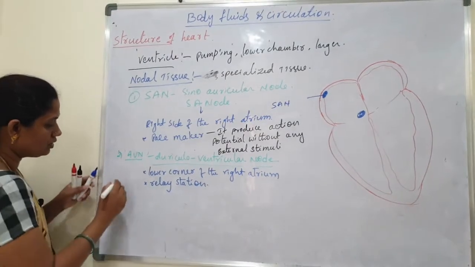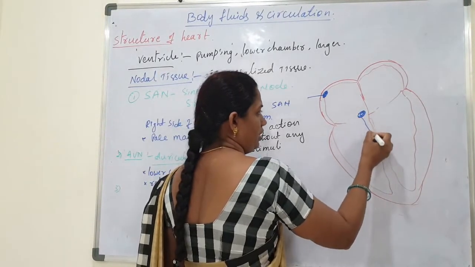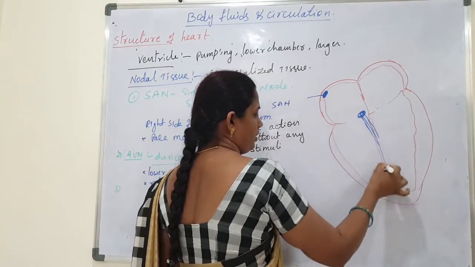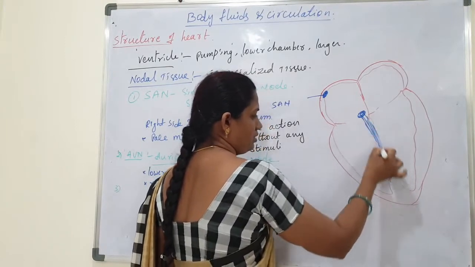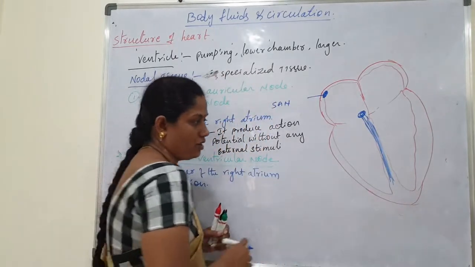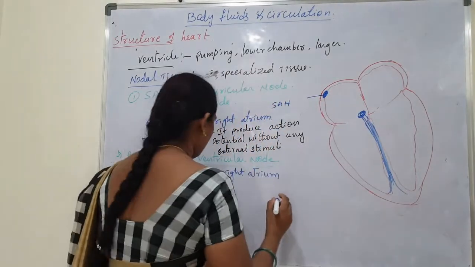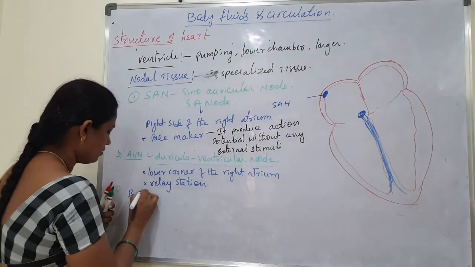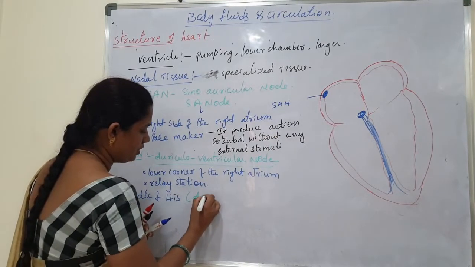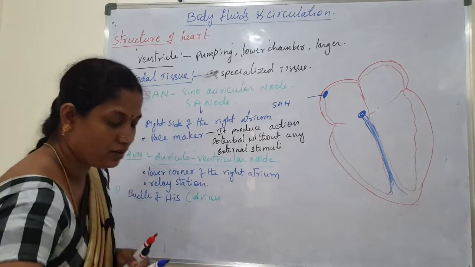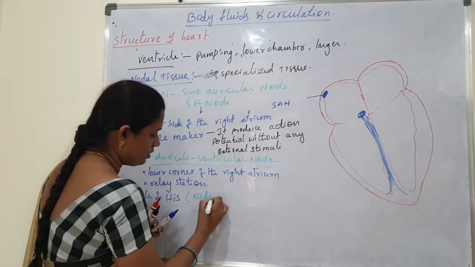Next, the third one: from the AVN, a muscle bundle arises. This muscle bundle is arranged along the auriculoventricular wall. This bundle is called the bundle of His. It is also called the AVN bundle, or nodal bundle.